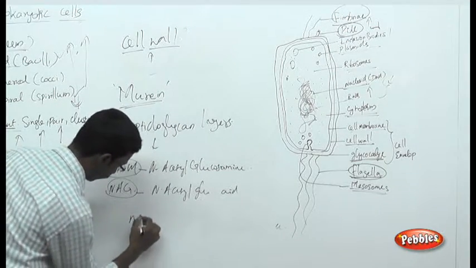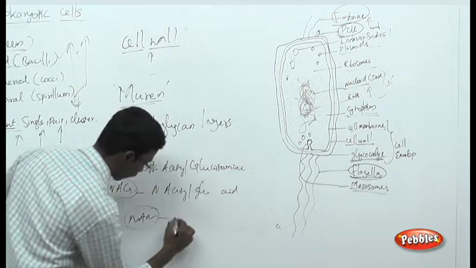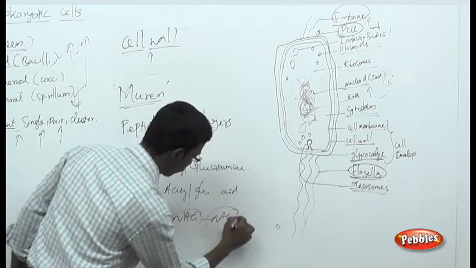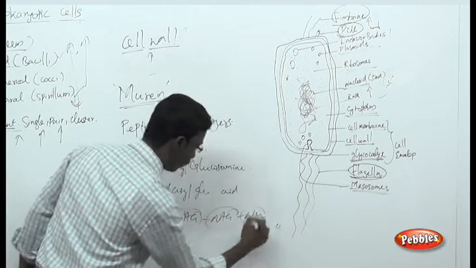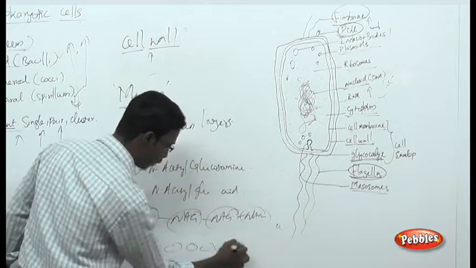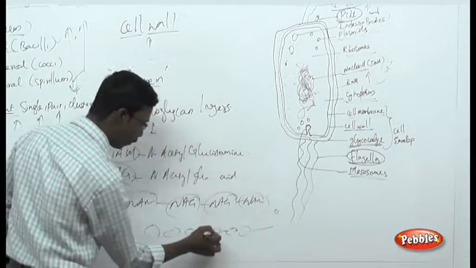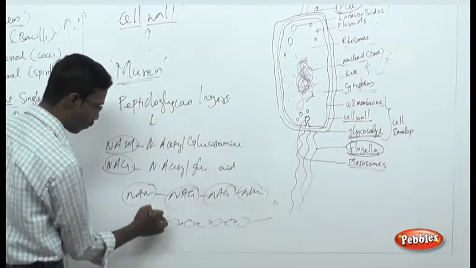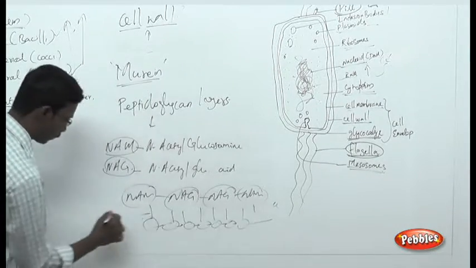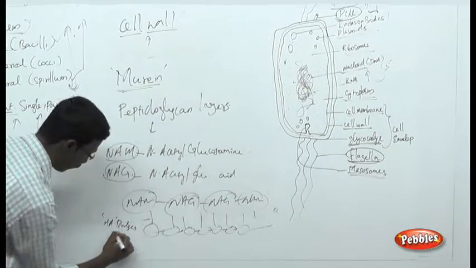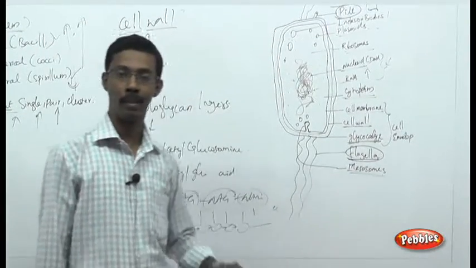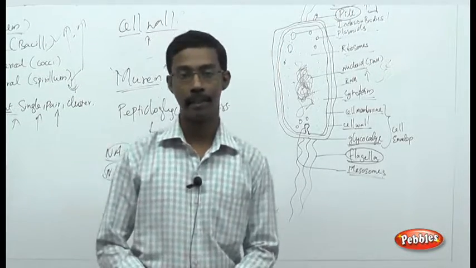So they will be like this: NAM, NAG, NAM. There are so many repeated units like this, and they form the layers of the peptidoglycan, and these layers will be interconnected by bridges of amino acids, amino acid bridges. Based on the number of layers, it will form the thickness of the cell wall.